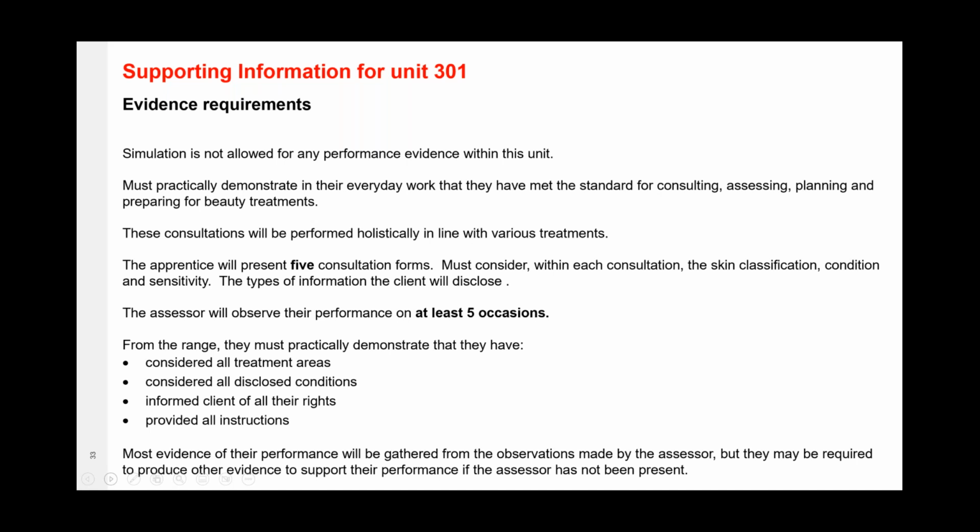And the assessor will observe their performance on at least 5 occasions. From the range, they must practically demonstrate that they have considered all treatment areas, considered and disclosed conditions, informed the clients of their rights, and provided all instructions. Most evidence of their performance will be gathered from an observation made by the assessor, but they may be required to produce other evidence to support their performance if the assessor has not been present.